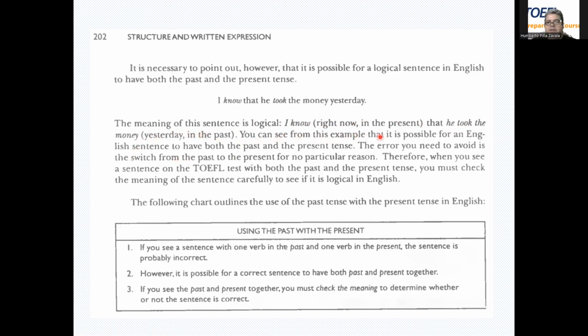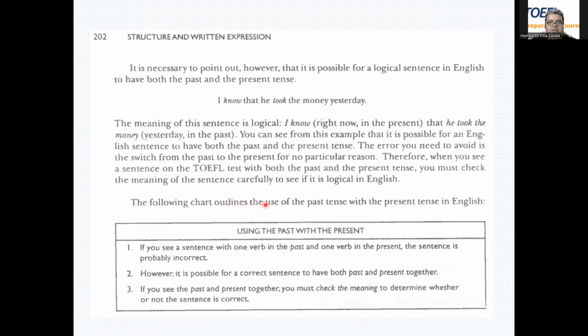You can see from this example that it is possible for an English sentence to have both the past and the present tense. The error you need to avoid is switching from the past to the present for no particular reason. Therefore, when you see a sentence in the TOEFL test with both the past and the present tense, you must check the meaning of the sentence carefully to see if it is logical in English.